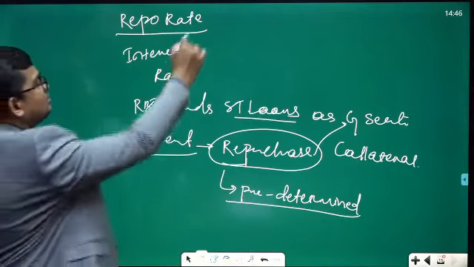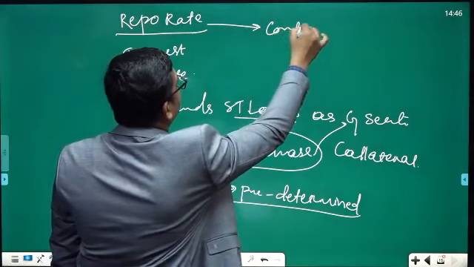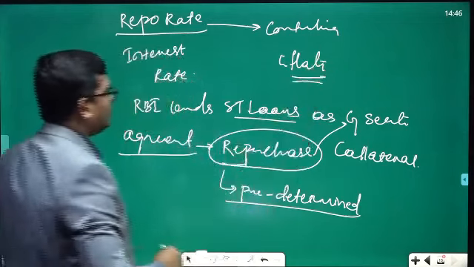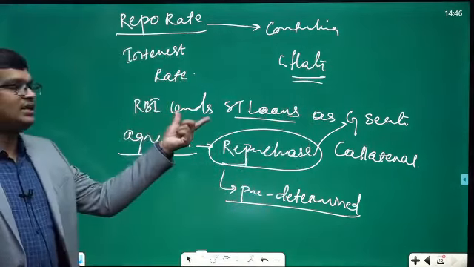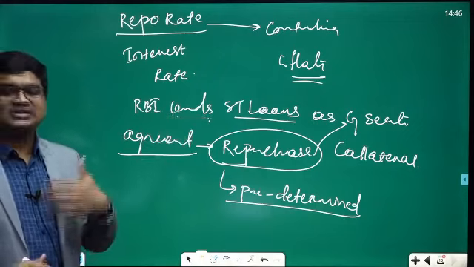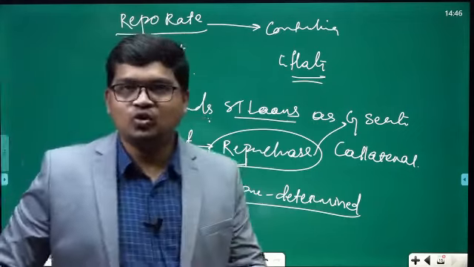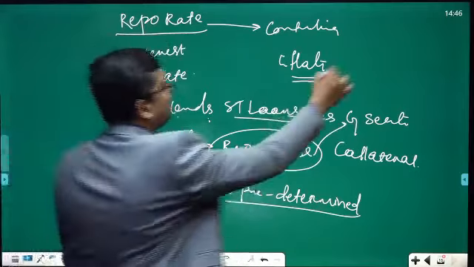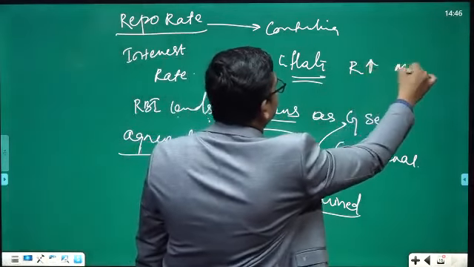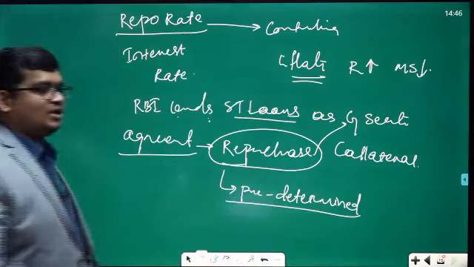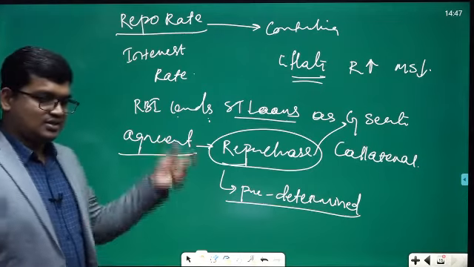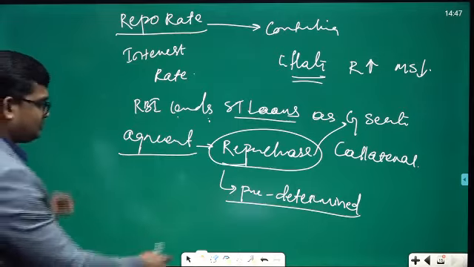This repo rate helps in controlling inflation in the economy. That means RBI lends money. What does it mean? That means commercial banks are taking loans from the RBI at this particular rate of interest. So if the rate of interest increases, definitely money supply will come down in the economy. Okay, this is one.